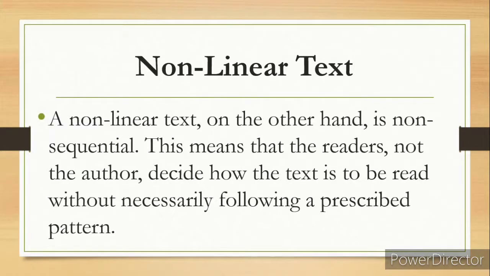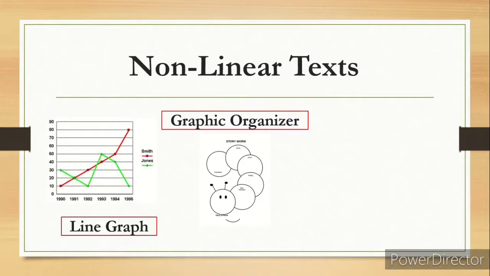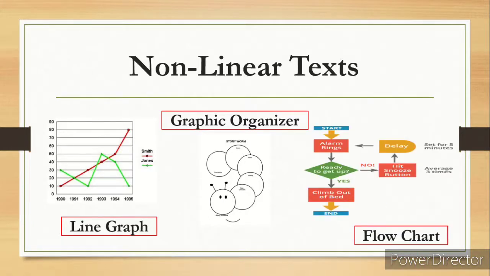A non-linear text, on the other hand, is non-sequential. This means that the readers, not the author, decide how the text is to be read without necessarily following a prescribed pattern. The most common examples of nonlinear text include line graph, graphic organizer, and flowchart. Today, we will discuss examples of nonlinear text that can really aid students like you. Let us find out their features, purposes, and uses. Let us start.